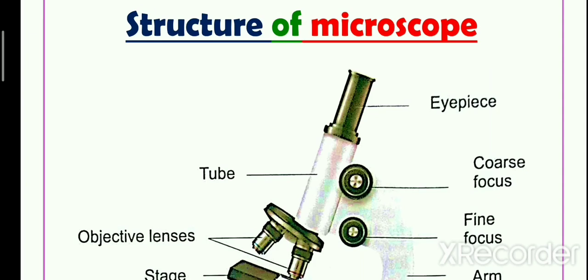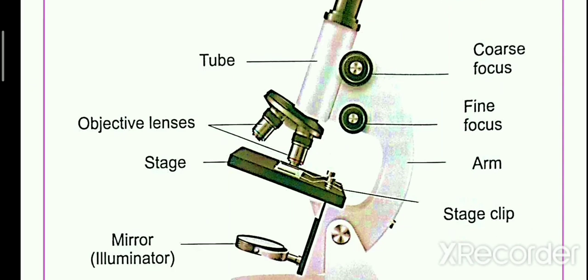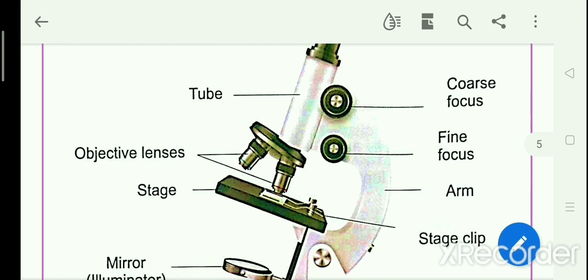So the first part is called the eyepiece. After that, the tube, and the coarse focus, and the fine focus. And this part is called the arm. We can carry the microscope from this part. Okay. And these two lenses are called objective lenses.